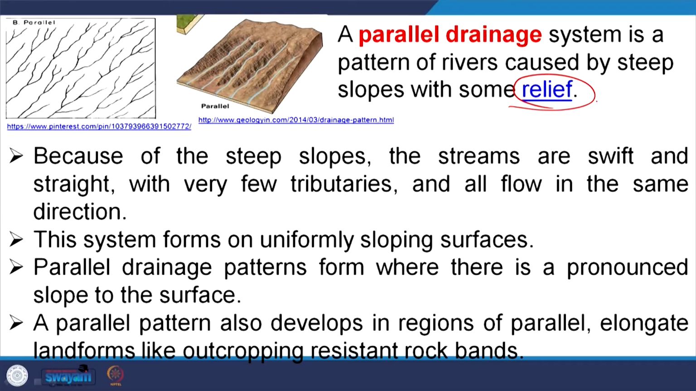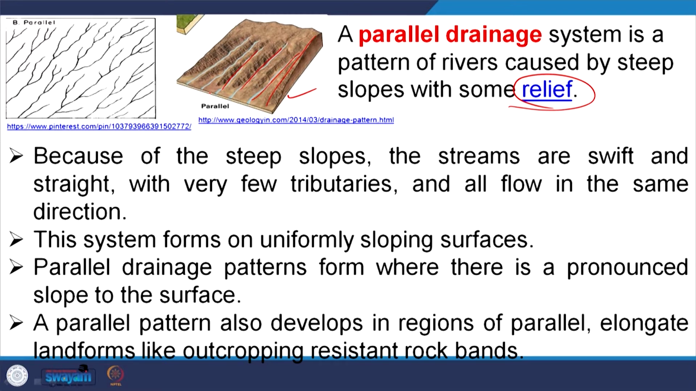Then parallel drainage pattern. A few minutes back we were talking about the relief and the slopes: the higher the slope, the higher the parallelism. So, this parallel drainage system is a pattern of rivers caused by steep slope with some relief. Here if you see this block diagram, the slope is like this. You see these parallel drainage patterns are there. So, steep slope with some relief will be there.